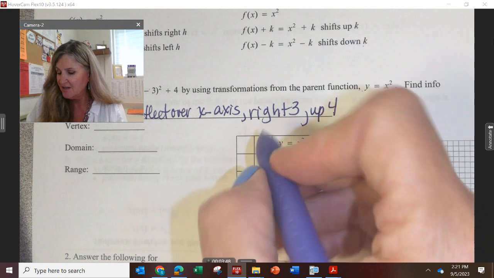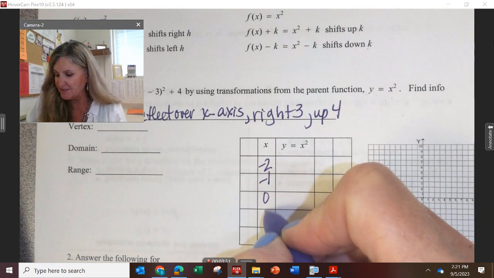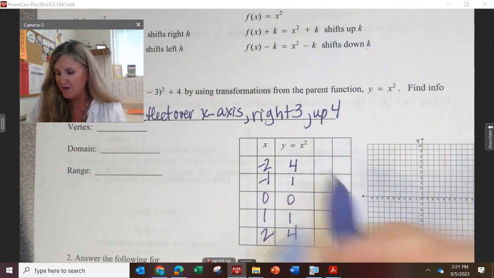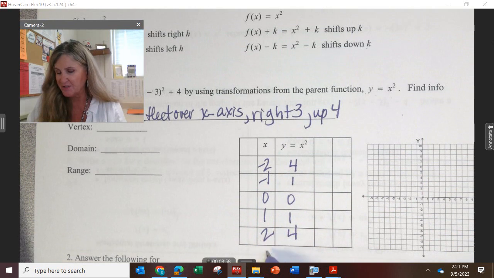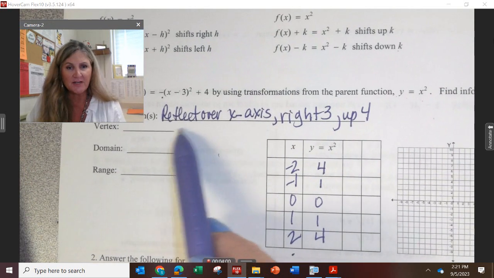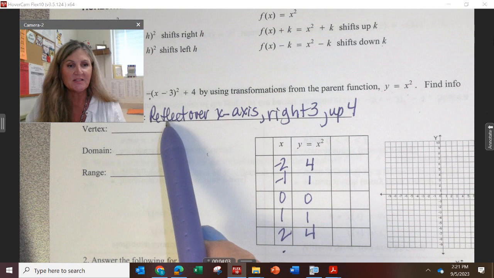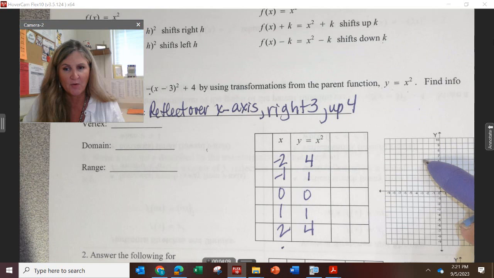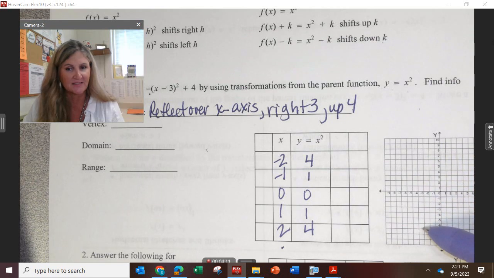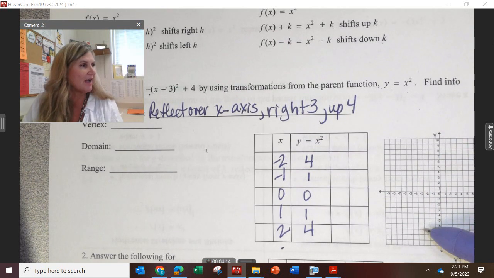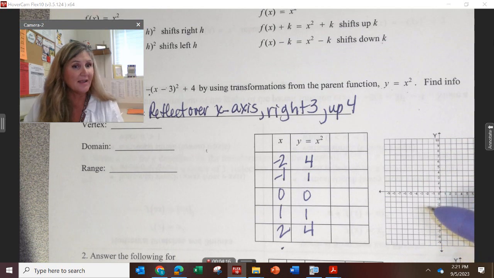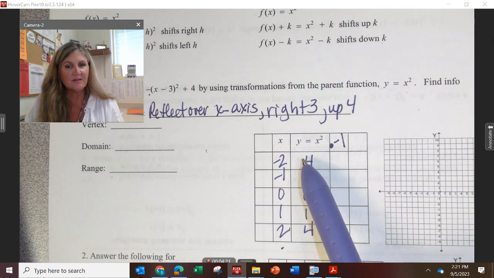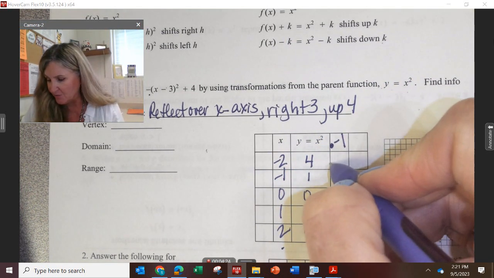Right. So one way to graph this is to make a table of values based off of the parent function. So we're just going to do negative 2, negative 1, 0, 1, 2. We're going to square those, 4, 1, 0, 1, 4. That's what we get if we square each one of those x's. Now we're going to look at each of the transformations. If we reflect over the x-axis, look guys, if I have this point and I reflect it over the x-axis, what changes, x or y? Y, right? Y gets multiplied by negative 1. So we need to multiply each of these y's by negative 1.